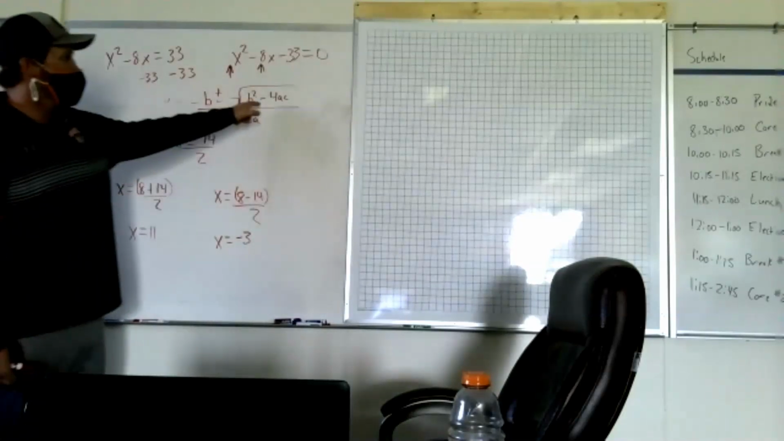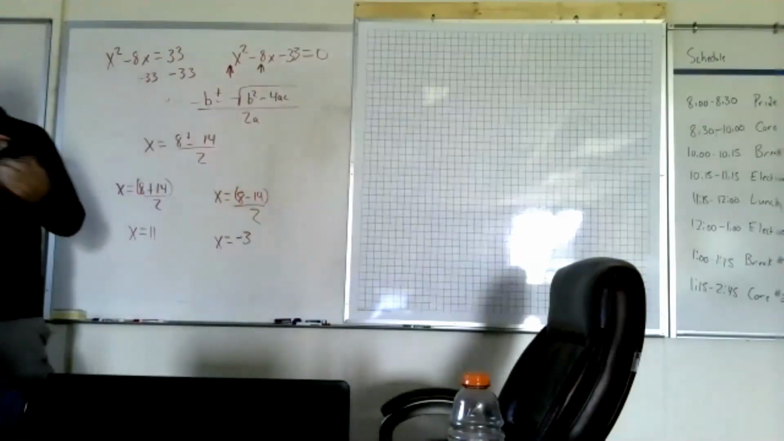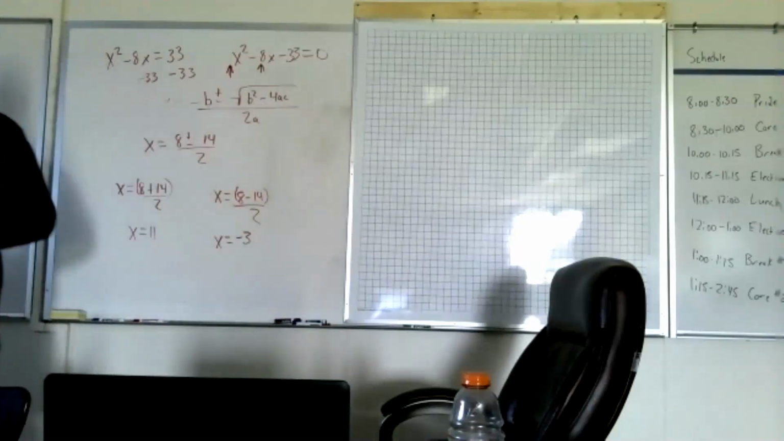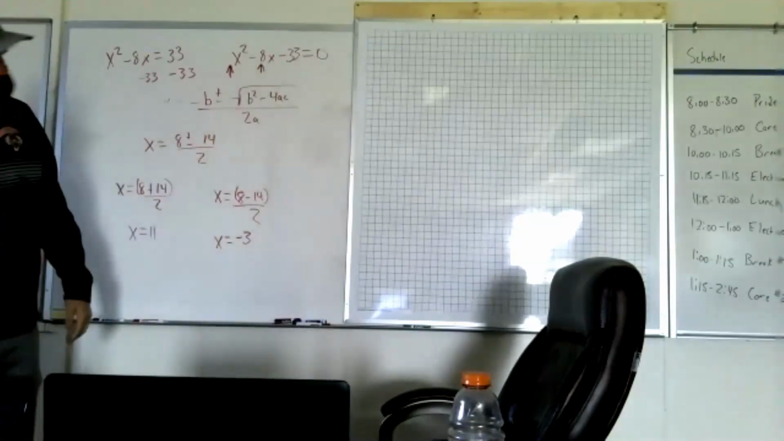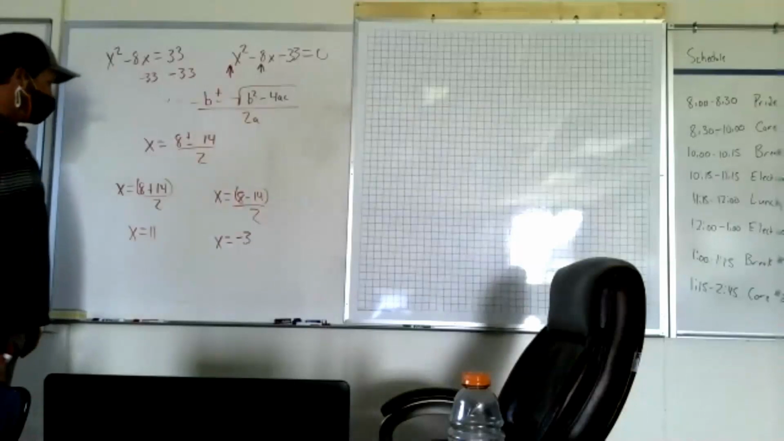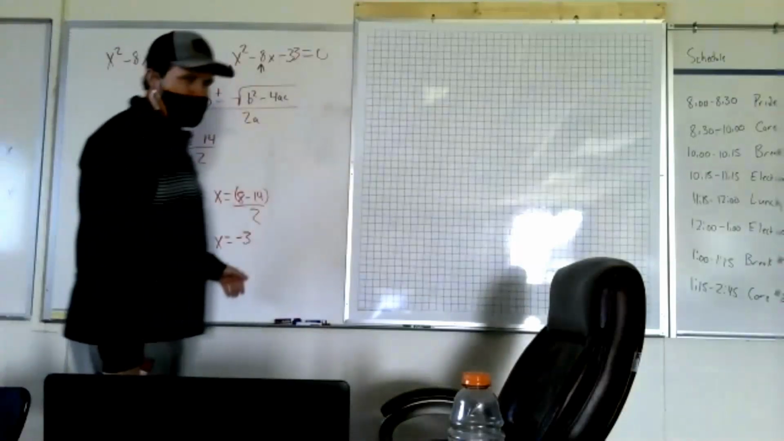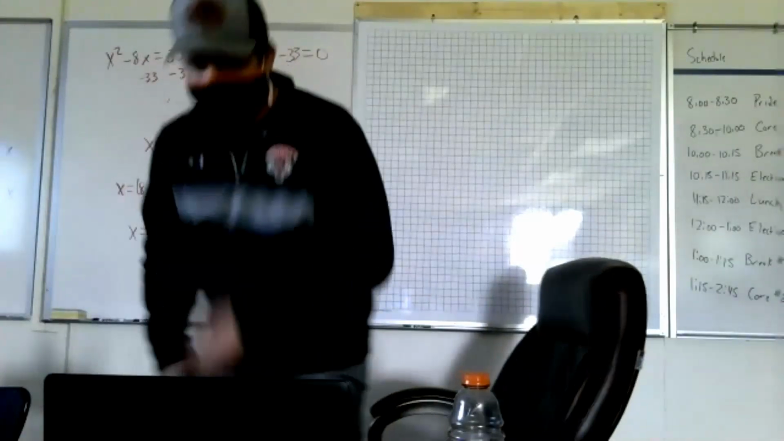If the discriminant isn't a perfect square, we're going to leave that radical in there, because then we don't have to round, and it's the most exact answer that we could provide. But here, x is equal to 11 and x is equal to negative 3.